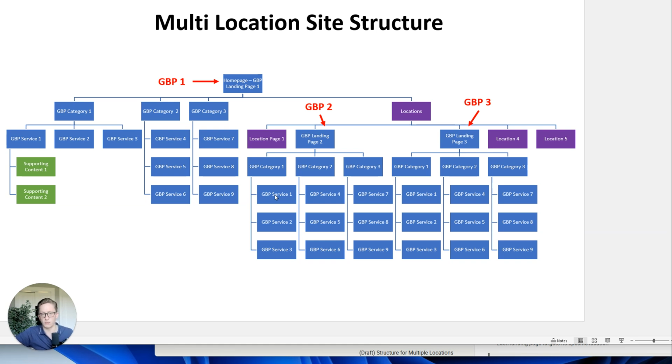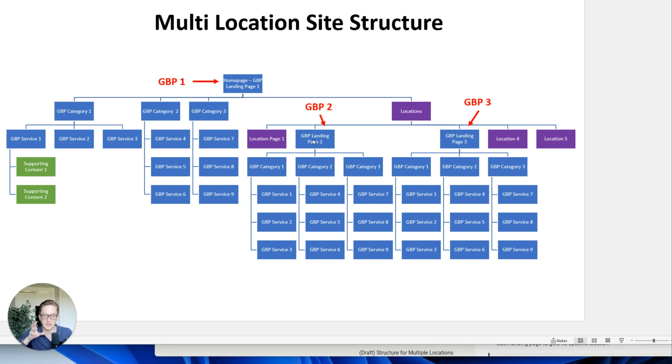Every GBP needs its own phone number. Now, the way we place these here is we place them underneath the locations. You don't need to do that if you want to link to these other landing pages directly from the homepage so that these are basically promoted up one. That also is perfectly fine if you don't want to put them underneath the locations page.